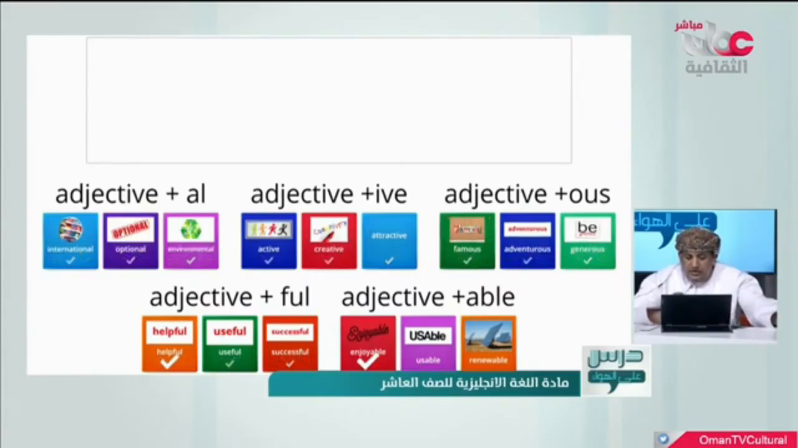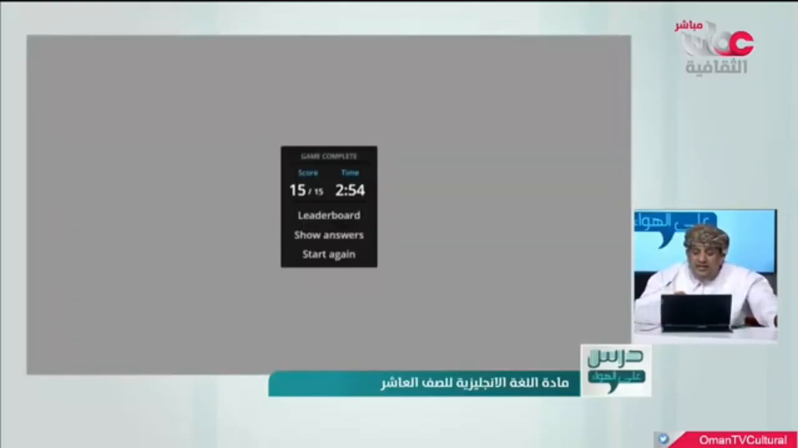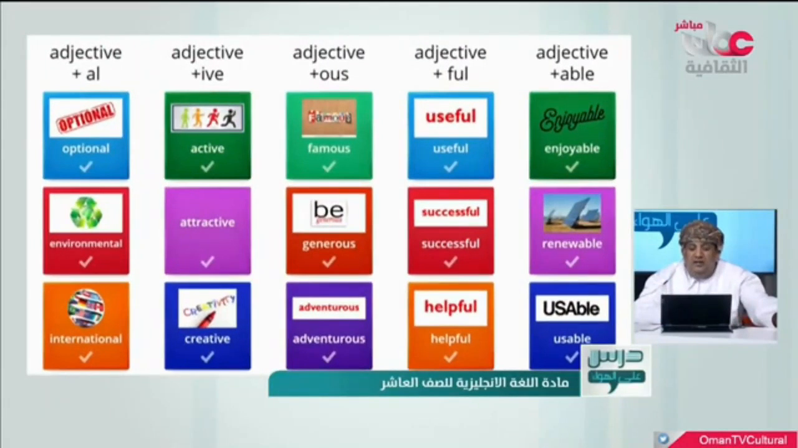Now I will show you the answers, and I want you to memorize the adjectives. Okay. Just in a few seconds, I want you to memorize the words. Here at the top, adjectives with al. Here the adjectives that end with ive. And here the adjectives with o-u-s, famous, generous, adventurous. Here adjectives with ful, for example, useful, successful, helpful. Also here, adjectives with able. For example, enjoyable, renewable, and usable.